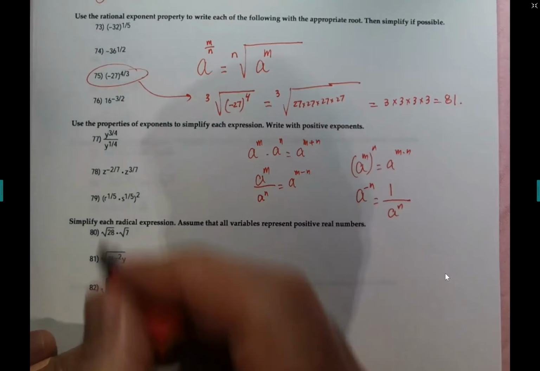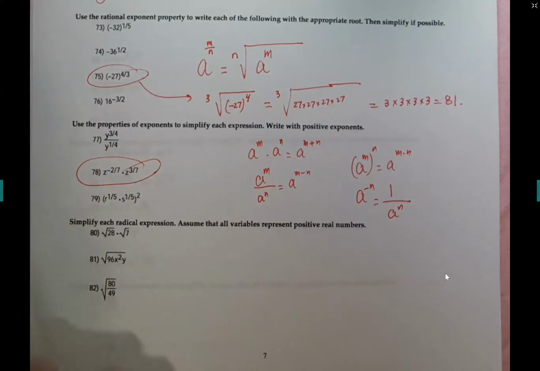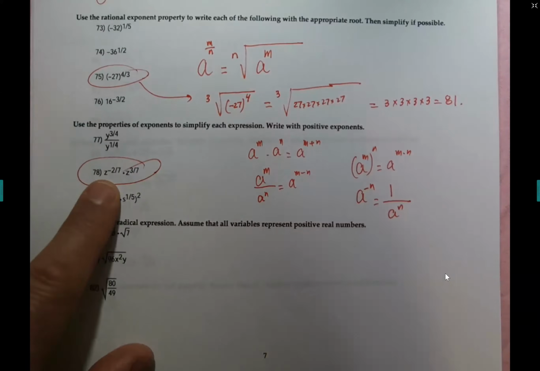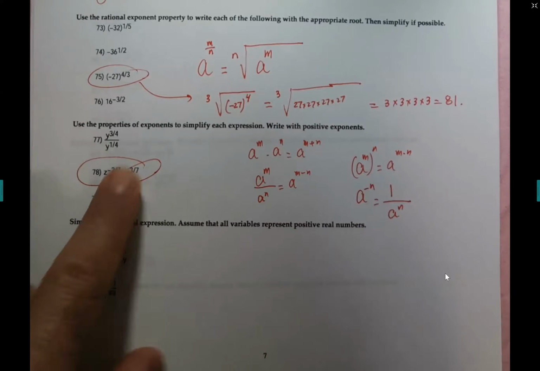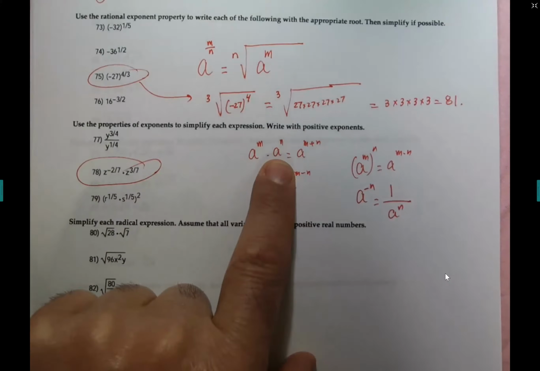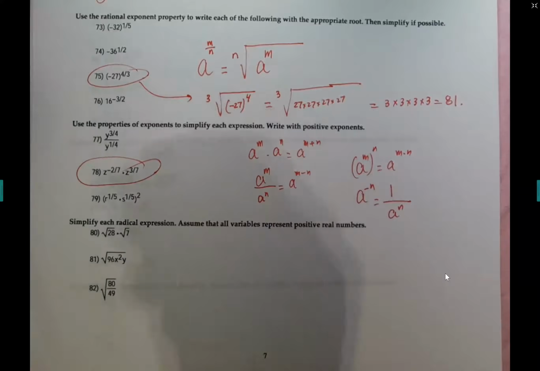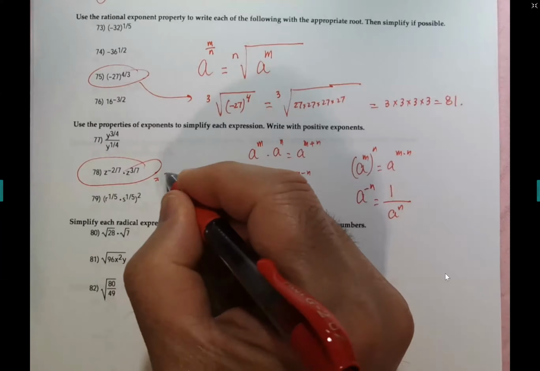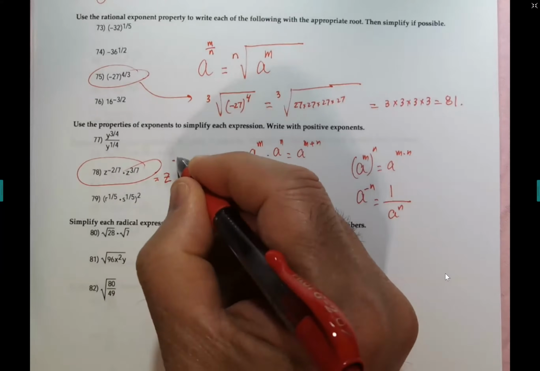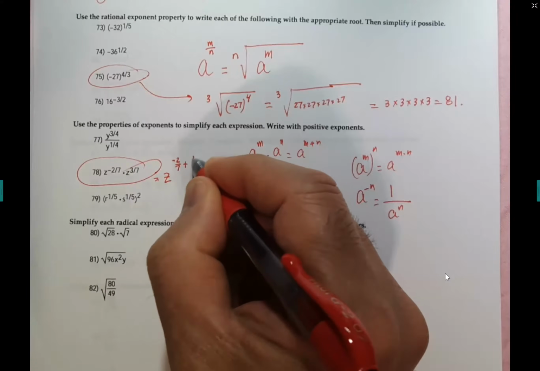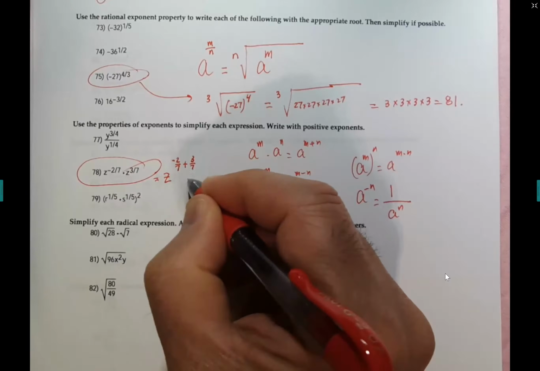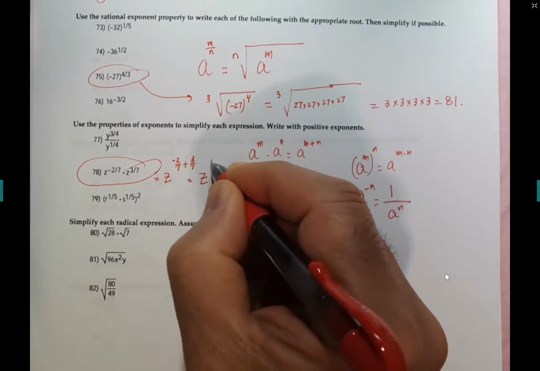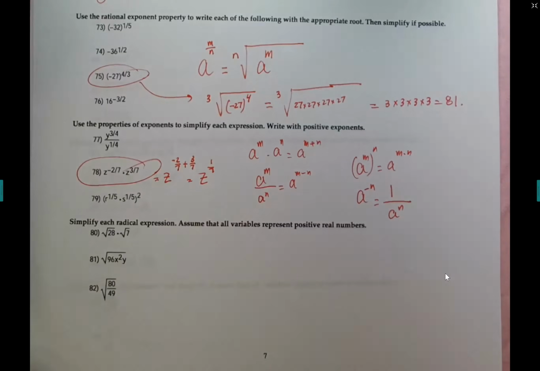So if you just do this, guys, you have z to the negative 2 over 7 times z to the 3 over 7. So this is just like that. So you add exponents. So it will be z to the negative 2 over 7 plus 3 over 7, which is z to the 1 over 7. All right.